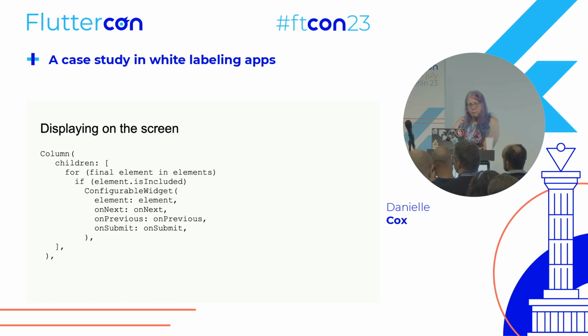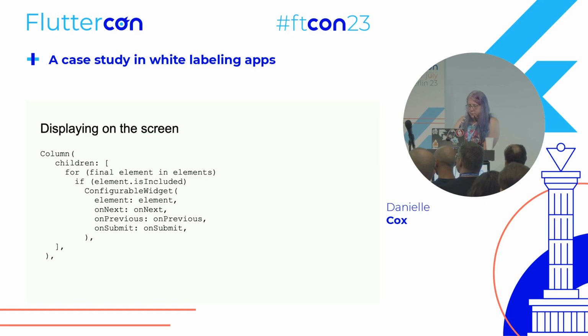Displaying on the screen. The part of the page where this is being displayed is simply, we're using code as UI here. So I've got a column. And inside of that, I've run through a for loop with all of the elements that are on that page. And if it's included, I create that configurable widget.